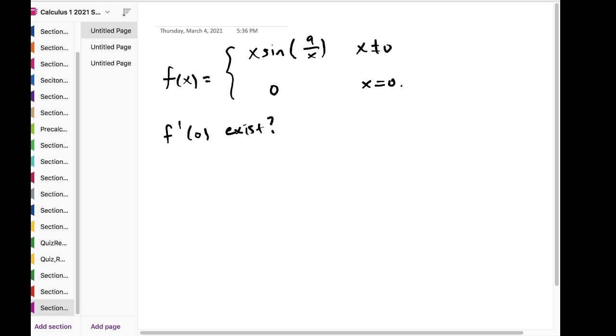f prime of 0 is equal to the limit as x approaches 0. True, it is continuous. That's good. If it's not continuous, then the derivative would not exist, right? Continuous by squeeze theorem, right? So that's a good first place to start.